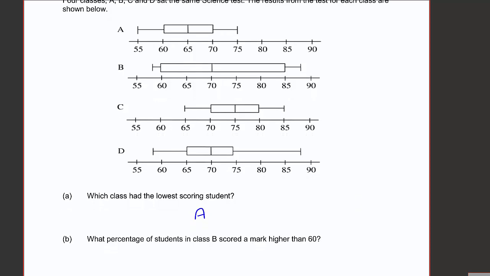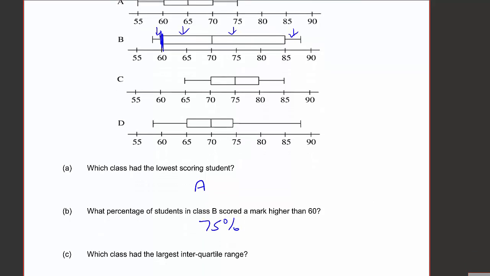What percentage of students in class B scored a mark higher than 60? So 60 is just here, and it's at the lower quartile. Now we know that each of the parts of a box plot represents 25%. So above 60 we've got 3 sections, and that means we have 75%.